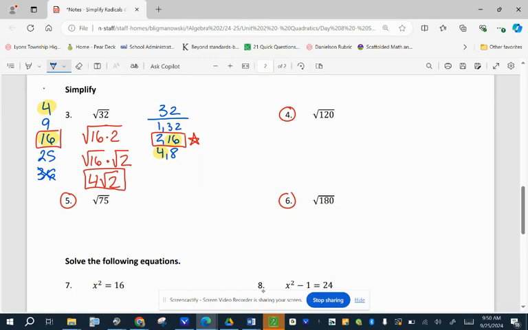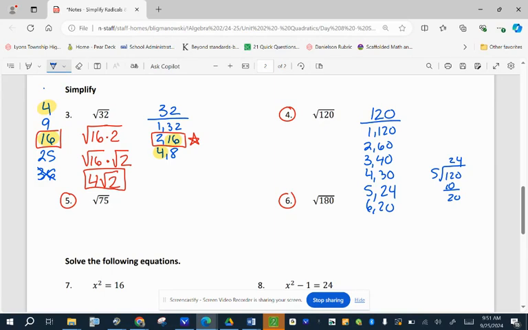All right, so for 120, I'm going to start listing my factors of 120. So 1 and 120, 2 and 60, 3 and 40, 4 and 30, 5 and 24, 6 and 20. I think that's it. Nope, it's not it. 10 and 12. I think that's it then.